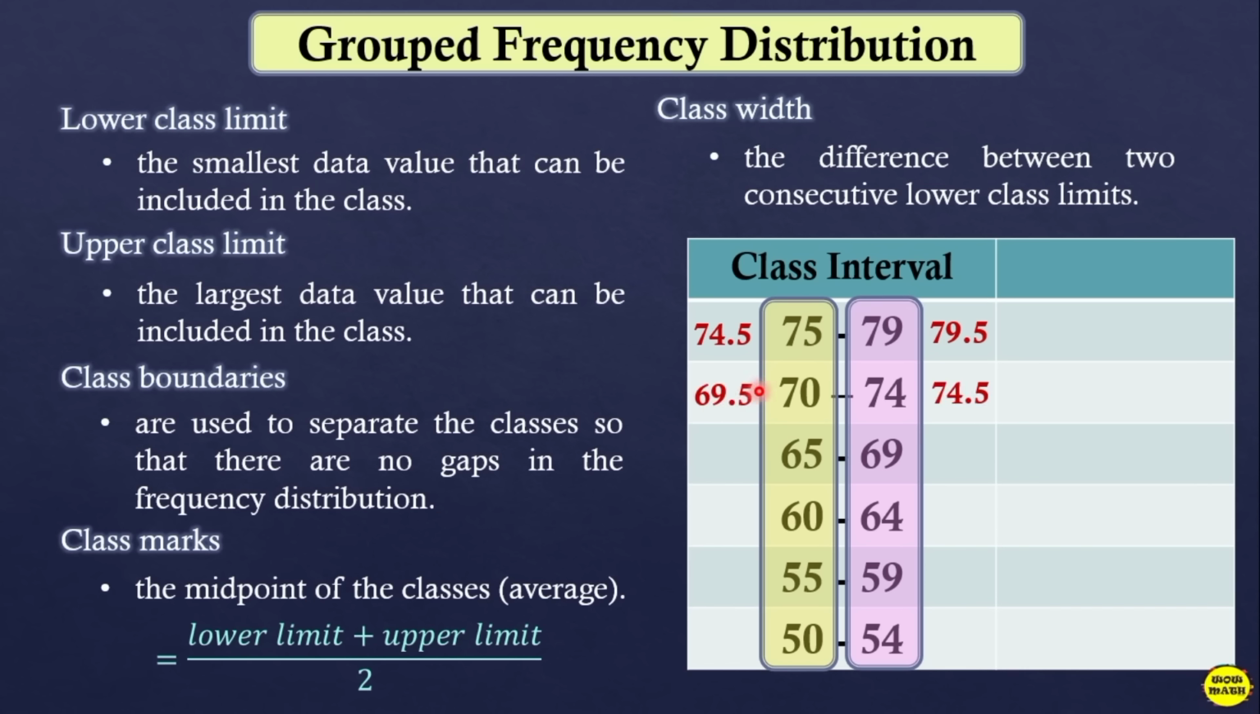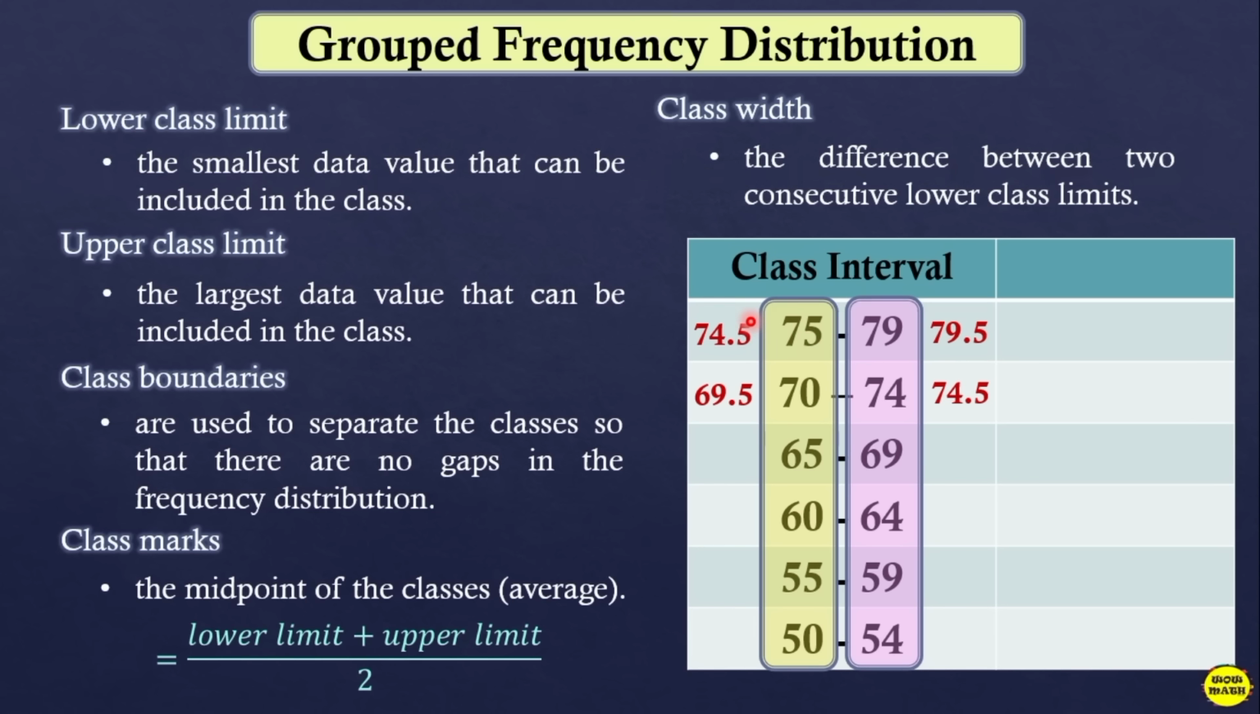Now, kung mapapansin niyo, yung boundary po ng lower class limit mo dito is the same as the boundary dun sa upper class limit mo. So, ito yung kanilang boundary. So, as you can see, that's why there are no gaps between them. Okay? So, ayun po yung kanilang boundary.